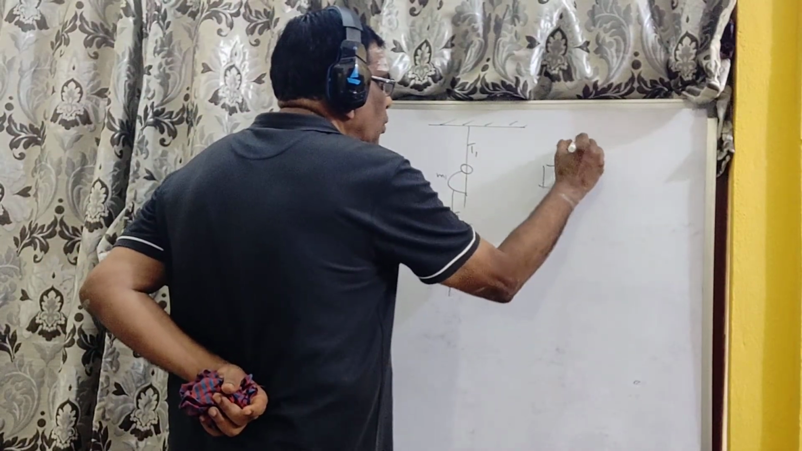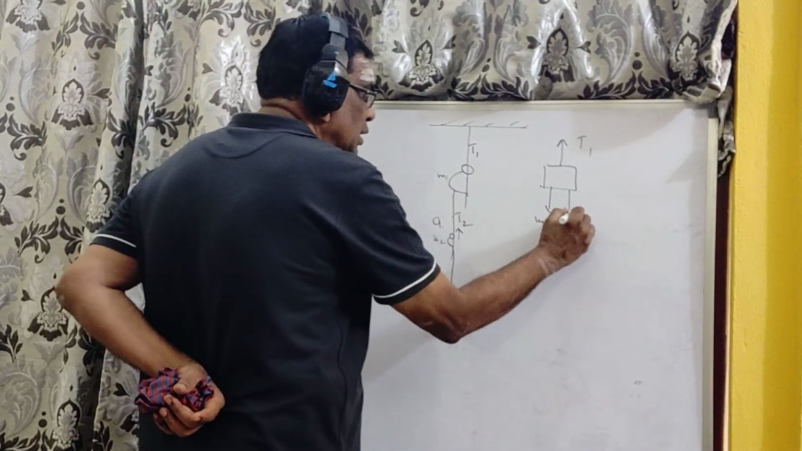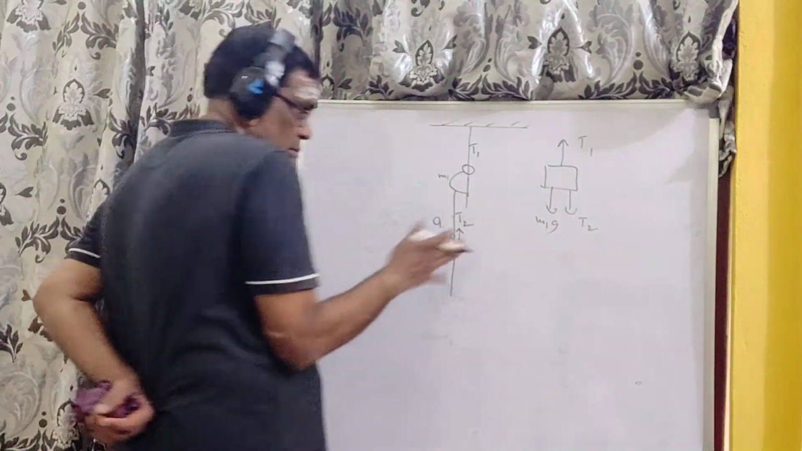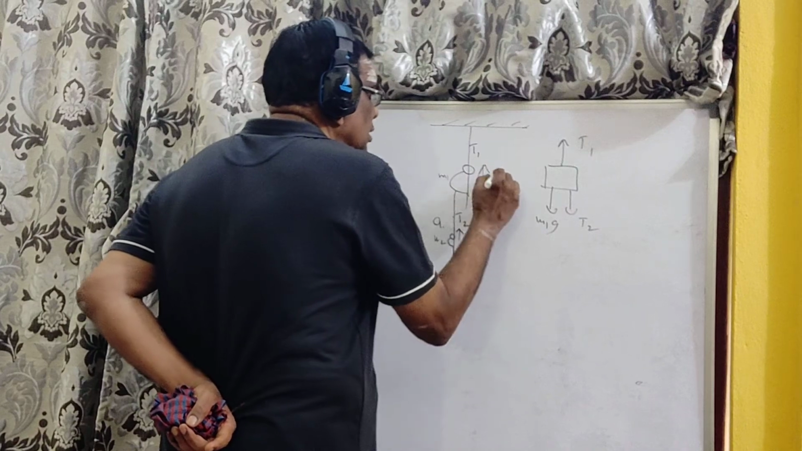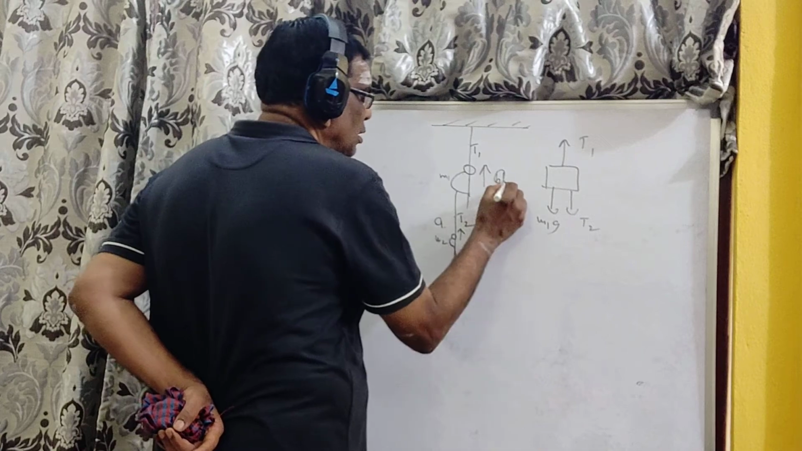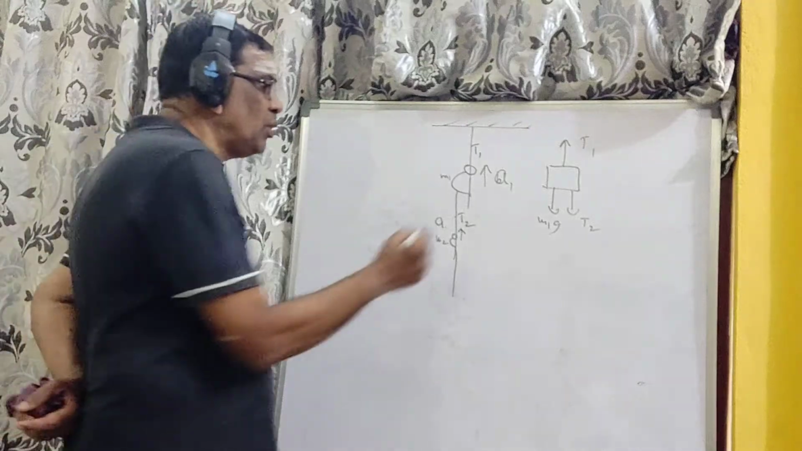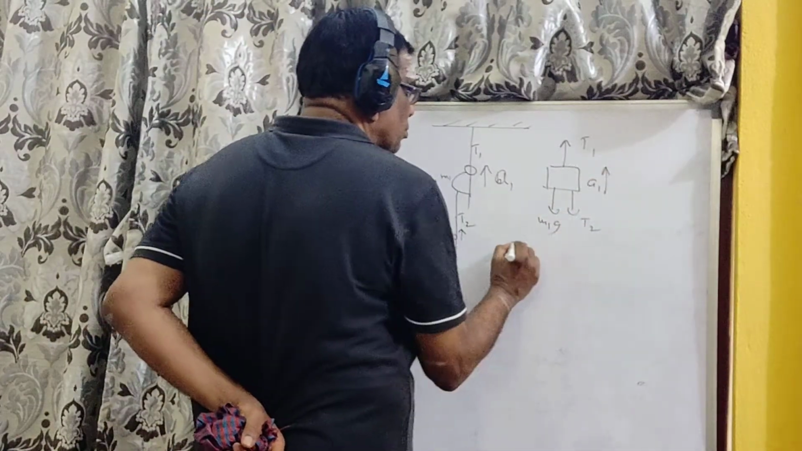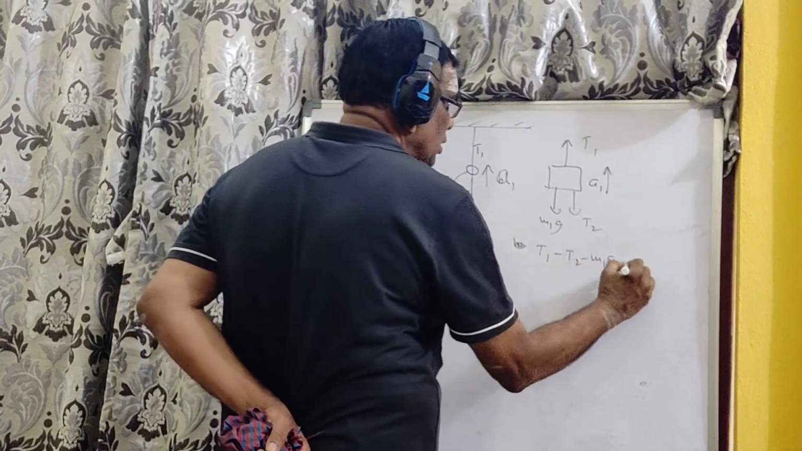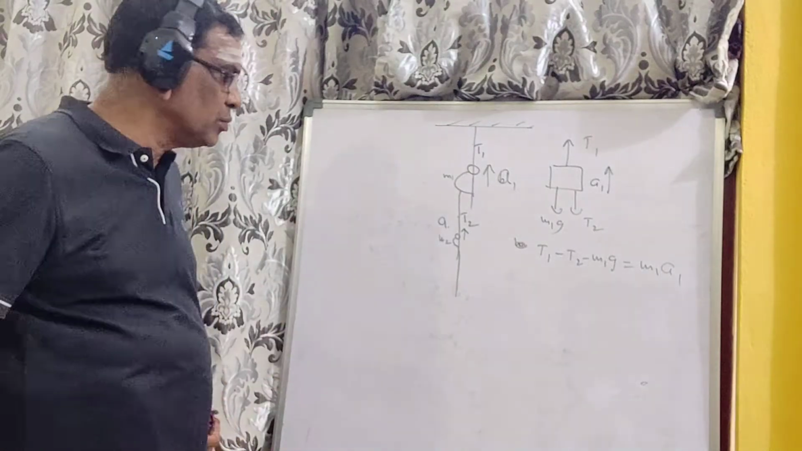FBD will take you to T1, M1G. In this it is T2. It is stationary. Supposing this is moving up with, let us call it A1. If it is also accelerating, then what do you write? T1 minus T2 minus M1G is equal to M1A1. He is already given A1 there.